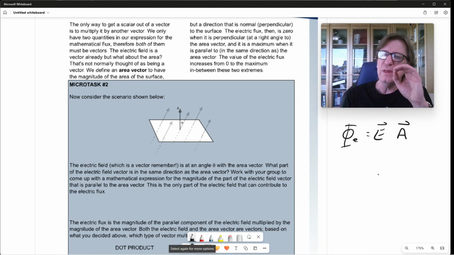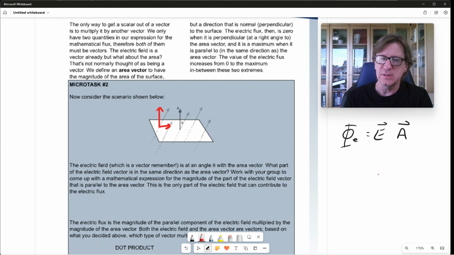That's what that little symbol is right there. So only the part that is in the same direction as the area vector is going to contribute to the electric flux. So if this, for example, let's go into red. If this, for example, is my electric field, I'm going to have a component this way, and I'm going to have a component this way.